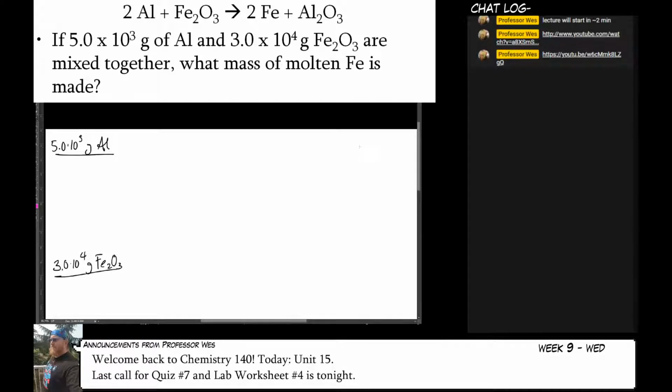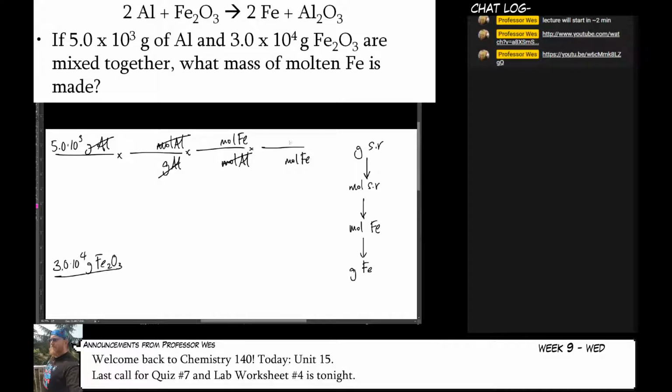All right, and our strategy here is to go from our massive starting reactant again, turn that into moles, and you'll notice that the process that we're doing for these types of problems is the same every time, right? But I do want you to have enough practice for stoichiometry so that when you get to the quiz, you're like, oh, this is easy. We did 60 million of these. So we'll turn moles of aluminum into moles of iron, moles of iron into grams of iron.